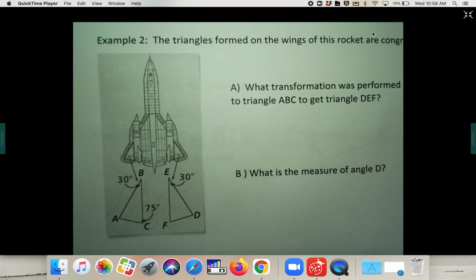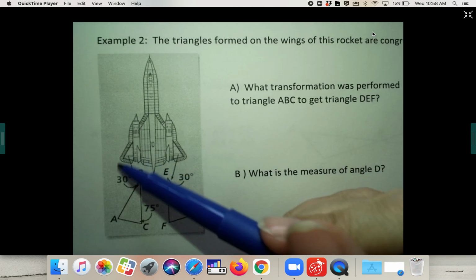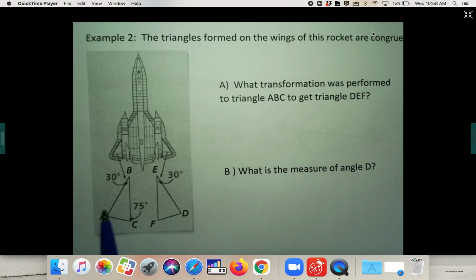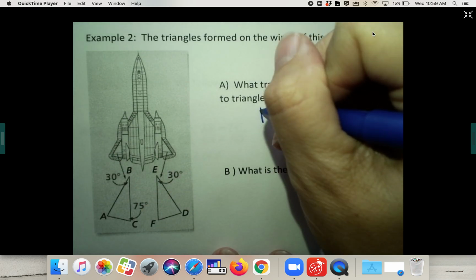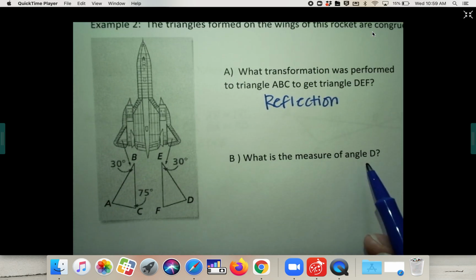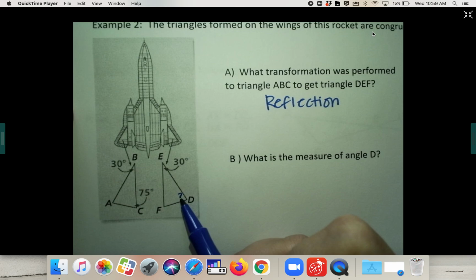It's a rocket. It says the triangles formed on the wings of this rocket are congruent. So they have enlarged these triangles below to show them bigger down here. And it says what transformation was performed. I believe once again we have a reflection. So this one just flipped over to this other one. So this one again is a reflection. And now it wants to know what is the measure of angle D.